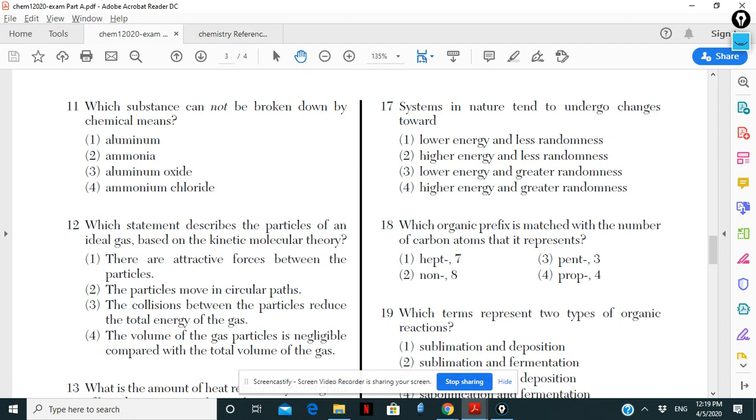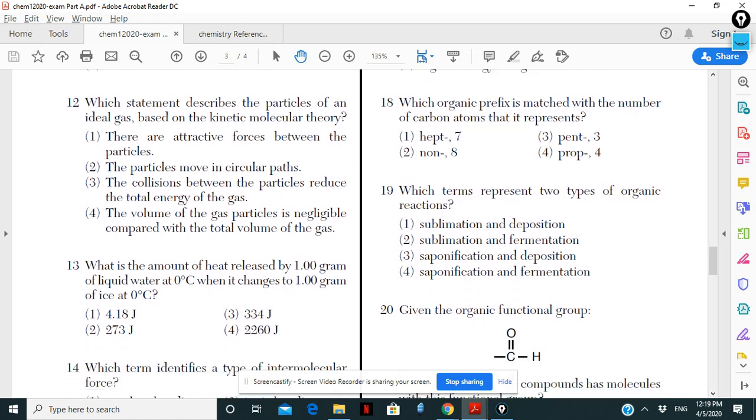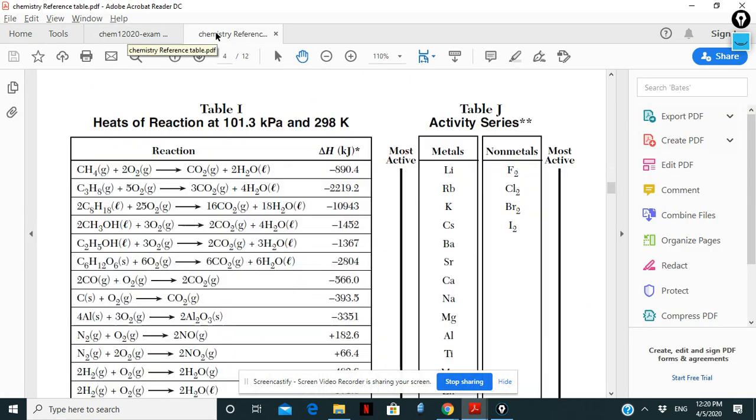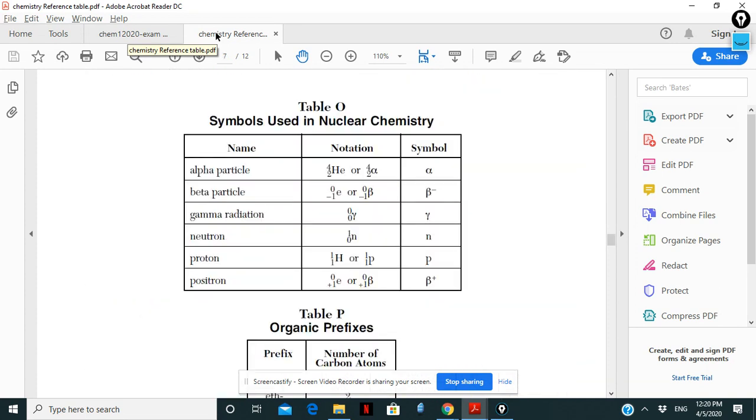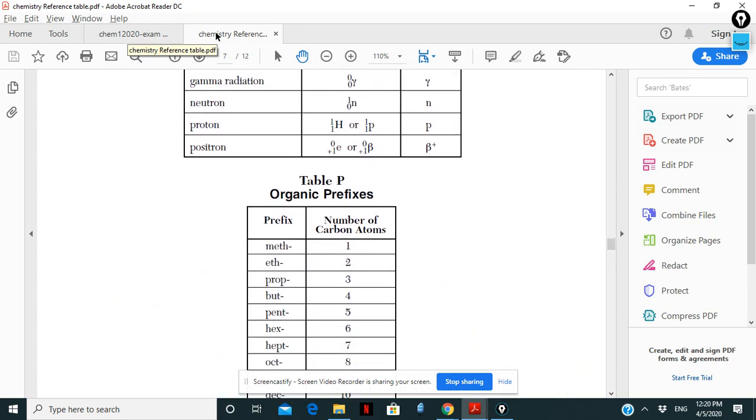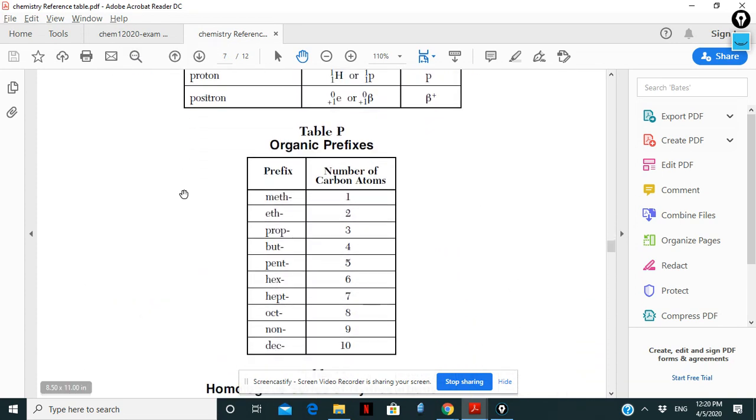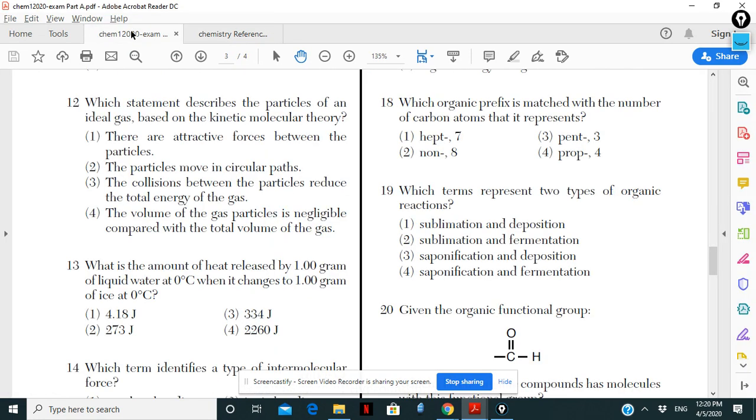Which organic prefix matches the number of carbon atoms that it represents? So that's an easy question. You can find it in the number of atoms table, so I'm looking for table B. But because I memorized them, I know hepta is 7, so that's correct. So the answer is 1. Because 8 is oct, 3 is prop, 4 is but.